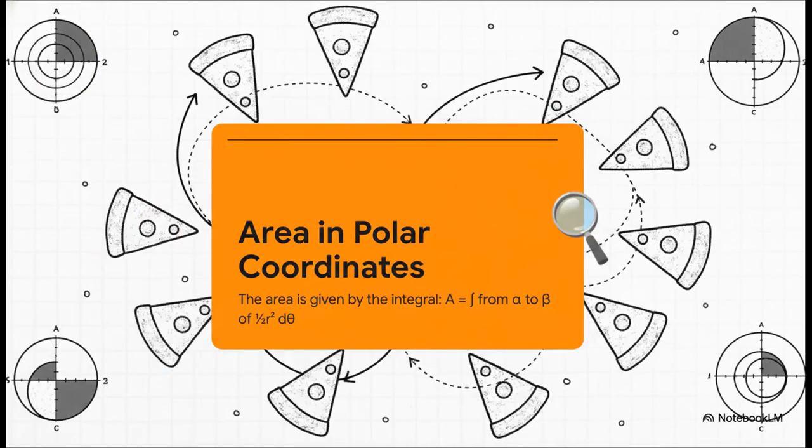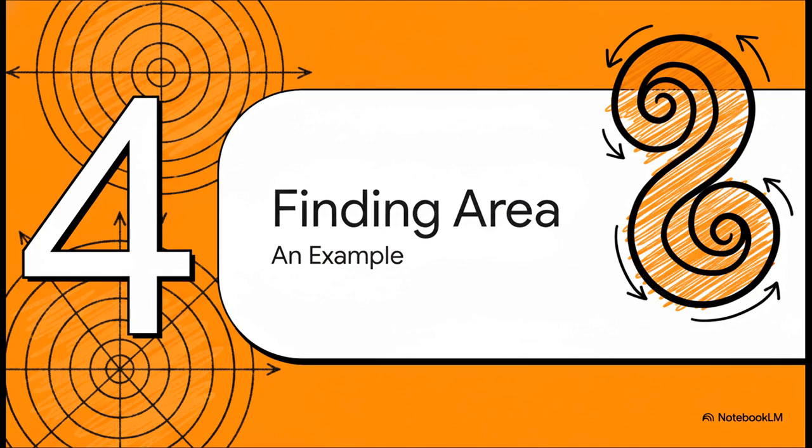Luckily, polar coordinates give us this incredibly elegant formula. Instead of adding up tiny little rectangles, we're adding up the areas of tiny little pizza slices, or sectors. The area is simply the integral of 1/2 r squared with respect to theta, as you sweep from your starting angle to your ending angle. It's a beautiful tool for a complex problem. So let's put this powerful formula to the test. We're going to tackle an area problem that, trust me, would be a real headache with our old Cartesian coordinates.